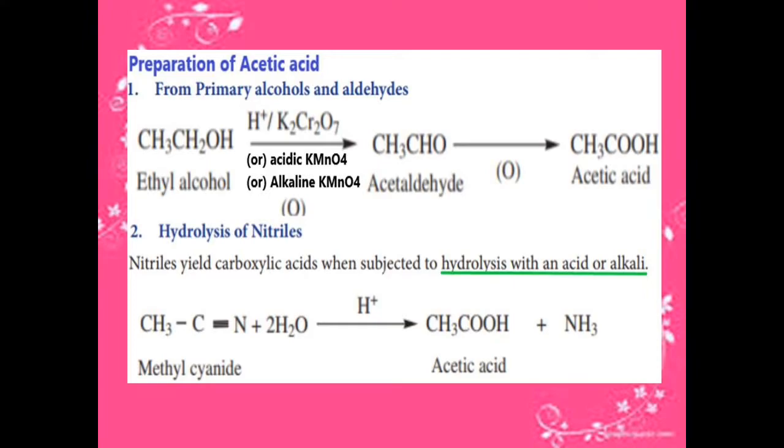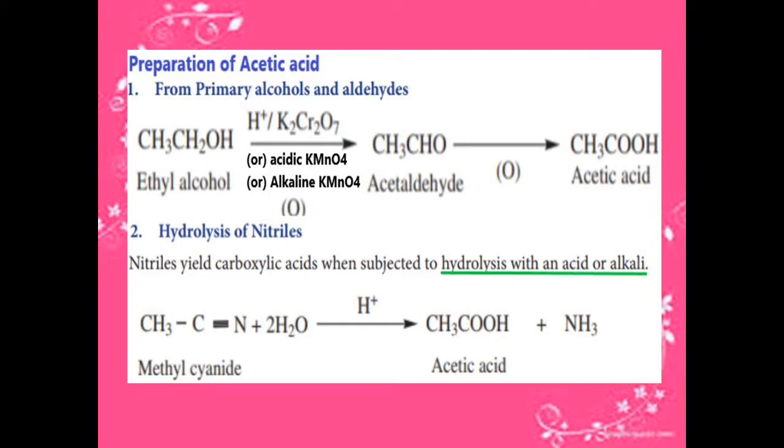Preparation of acetic acid. First of all, it is prepared from a primary alcohol. Ethyl alcohol, when treated with acidified potassium dichromate, acidic potassium permanganate or alkaline KMnO4, undergoes oxidation. Oxidation means removal of hydrogen. We are going to remove hydrogen from the CH2OH. One of the hydrogens is removed, and we get acetaldehyde. The same way, it undergoes another oxidation. Oxidation means addition of oxygen. We get acetic acid.